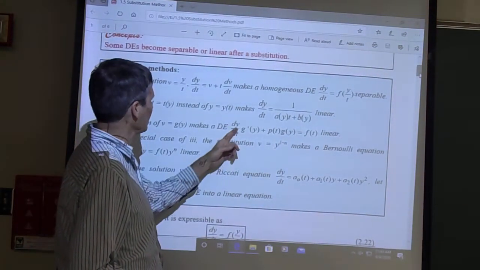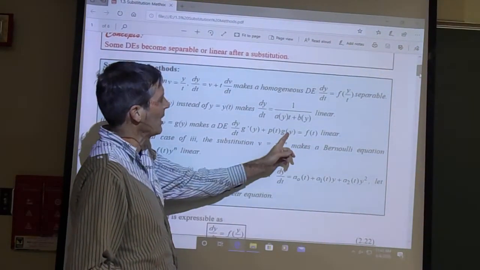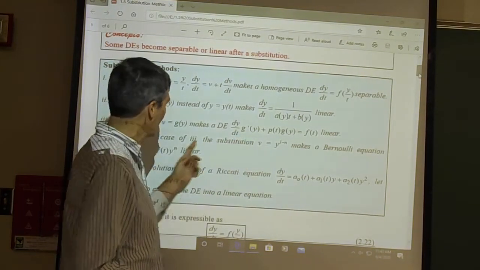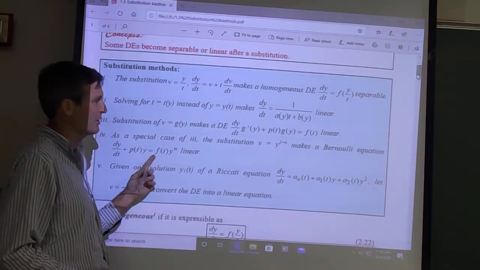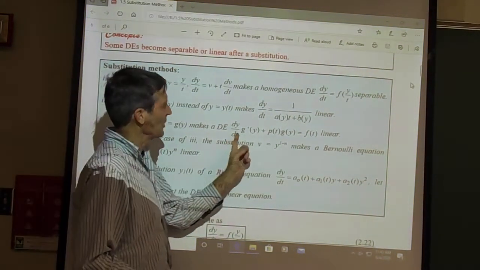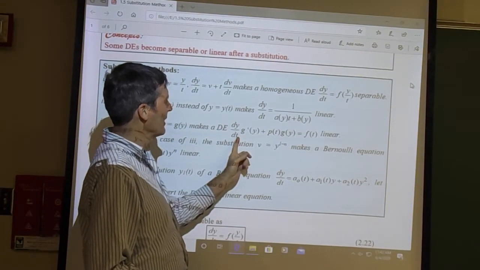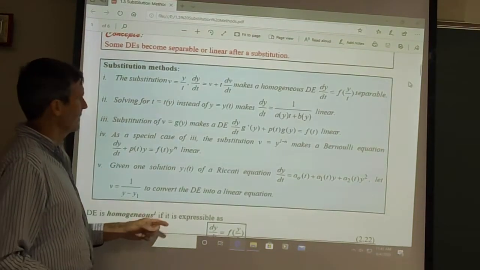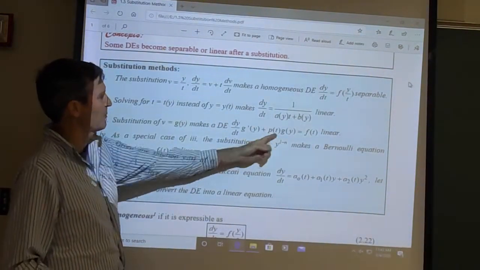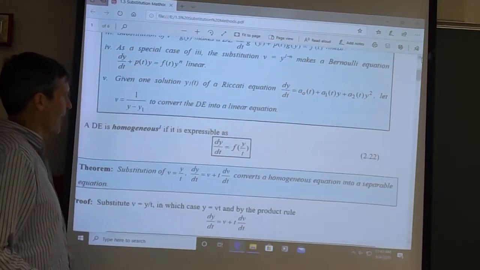If you have an equation of this form, dy/dt times g'(y) plus p(t) g(y) equals f(t), these come up once in a great while. Bernoulli equations actually turn out to be a special case of these. So any equation like this, a little more general than a Bernoulli equation but not all that common, can be made linear by the substitution v equals g(y). If you do that, this just becomes a product rule over here, and you can integrate it. And that's what happens.